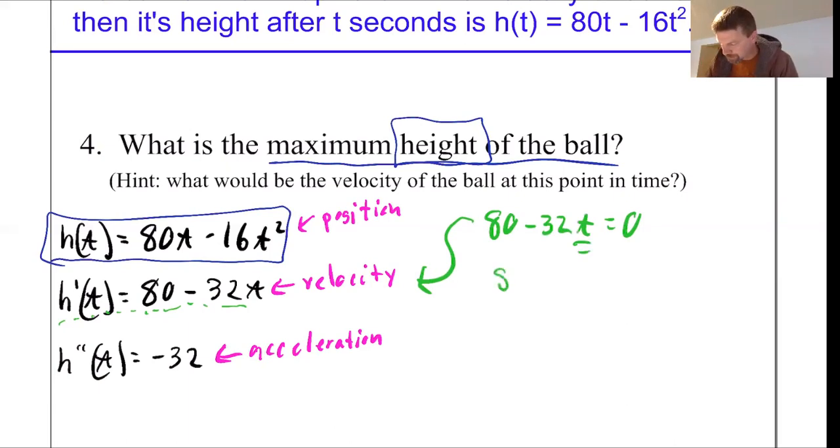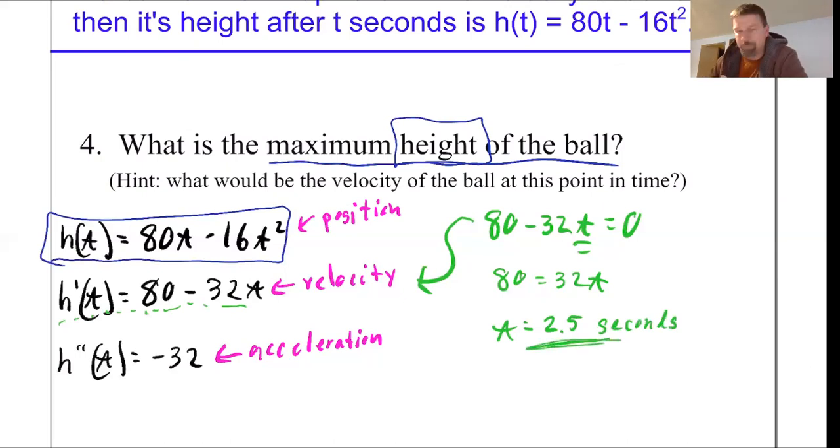Well, that's a pretty simple equation to solve. 80 equals 32t. I'm going to get t by itself. I'll put t on the left this time. Divide both sides by 32. 80 divided by 32 is 2.5. T is a measure of time, so that's 2.5 seconds. Now, that's when my velocity is 0. That's the number of seconds that pass for me to reach the very top of the peak of that ball. That's when I reach the maximum height.